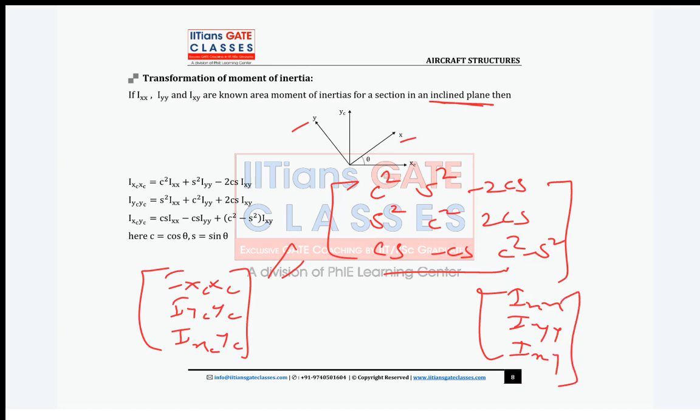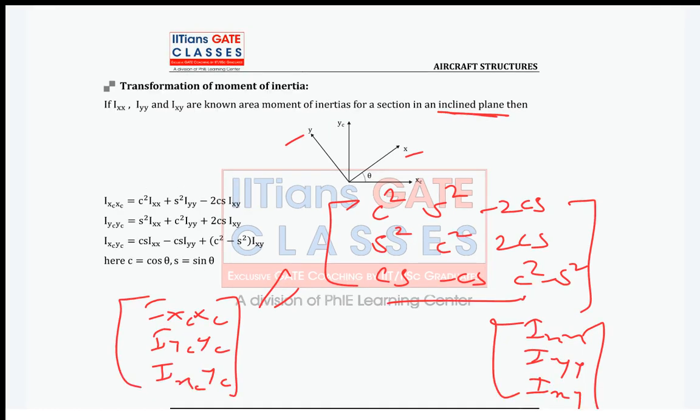So those who are not knowing this transformation matrix, I request you all to go through the lectures done by Rahul sir, on transformation of stresses. Clear?